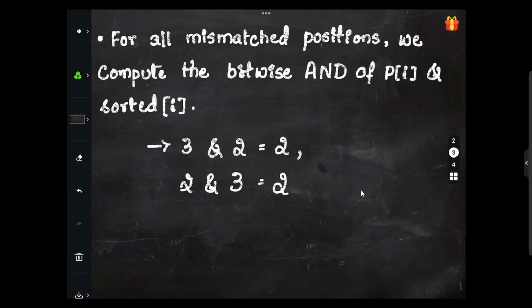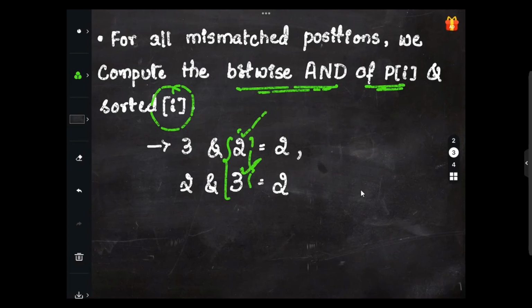So for all the mismatched positions we compute the bitwise AND of p of i and sorted of i. For the sorted array we have 2 and 3: at position 2 we have the value 2, and at position 3 we have the value 3. The mismatched values are 3 and 2, so we will be going with 3 and 2. We are computing this by making use of the bitwise AND.